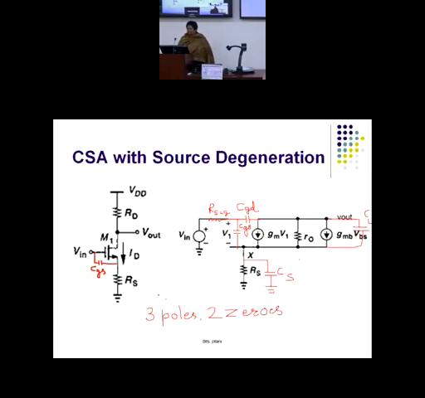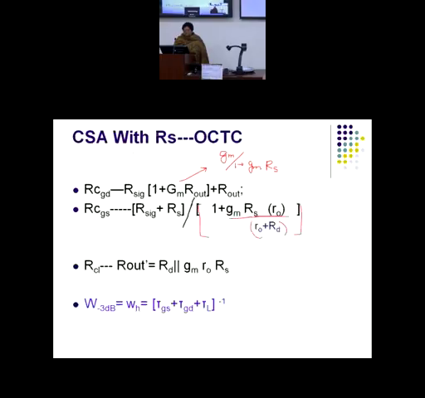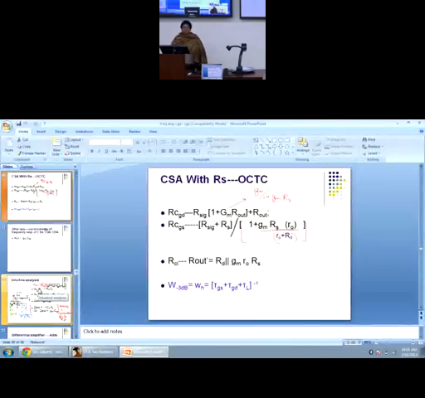Okay, so now we come to the intuitive analysis of computing each and every pole. So first of all, at the input, slide number 32. Slide number 32, intuitive analysis.